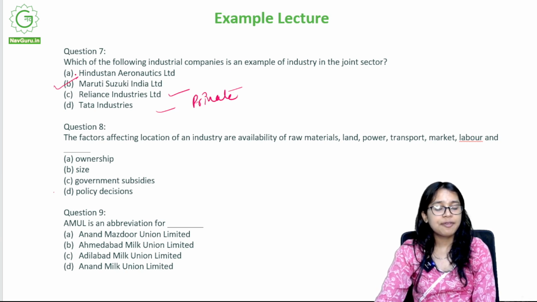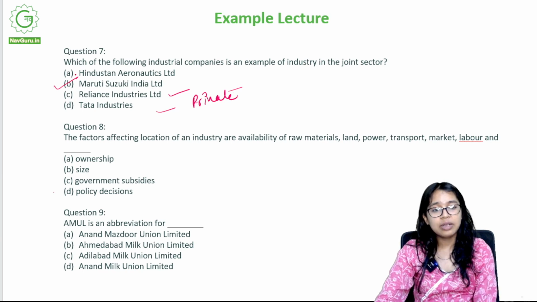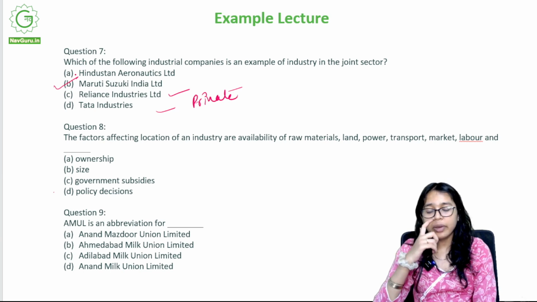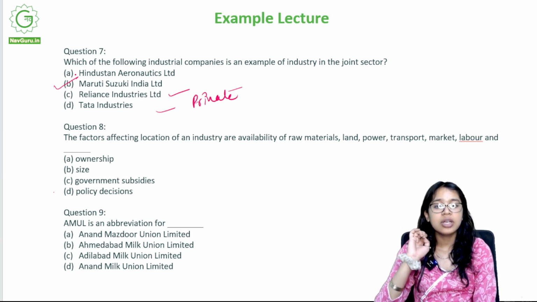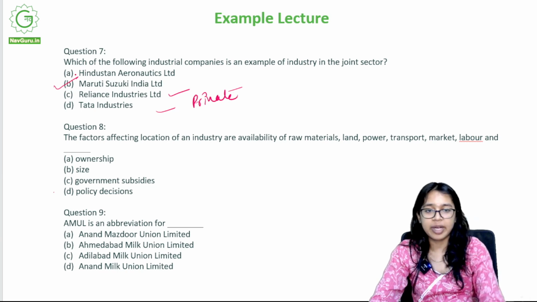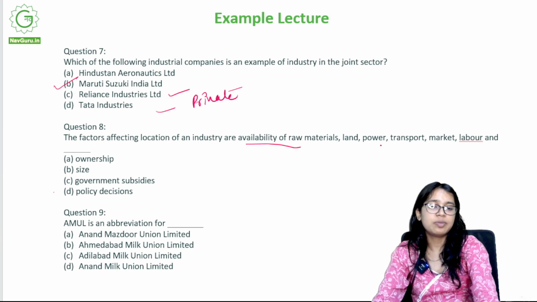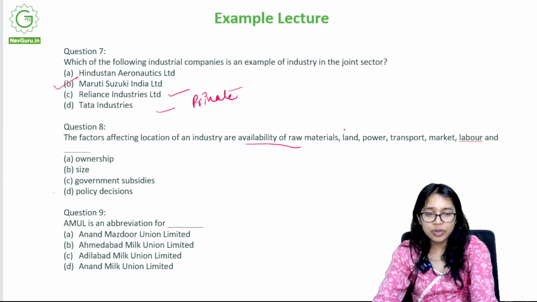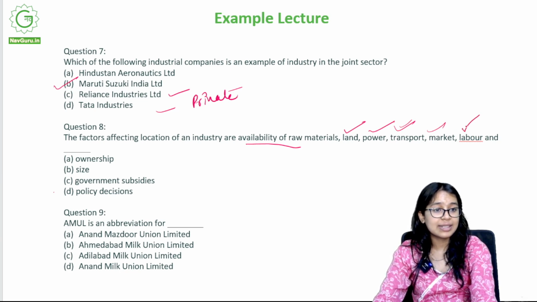Question number 8. The factors affecting location of an industry are availability of raw materials, land, power, transport, market, labor, and dash. So, when you are looking for a location for a factory or for an industry, what are the basic factors that you keep in mind? That the availability of raw materials should be there, that there should be the right amount of land, that there should be the right amount of power, transport should be cheap and available, the market should be closer, and labor should be easily accessible, in the right amount.